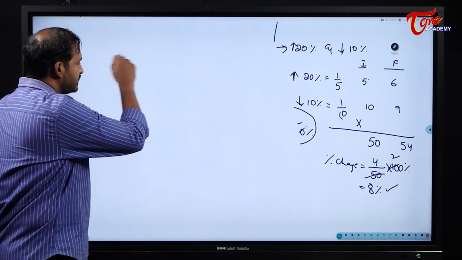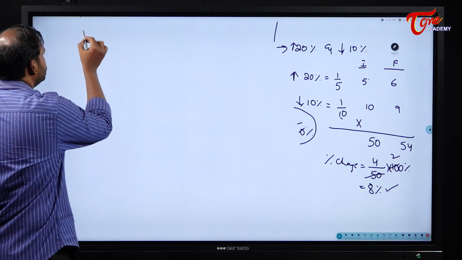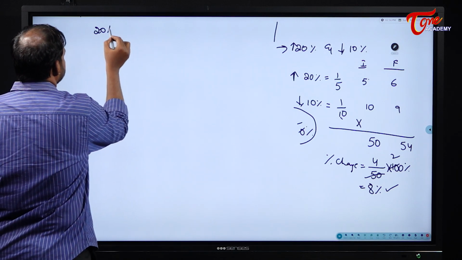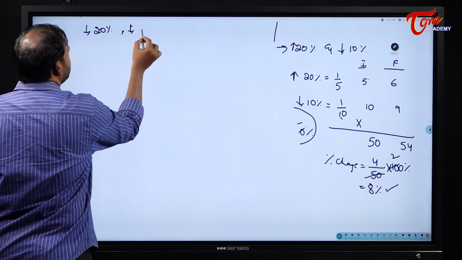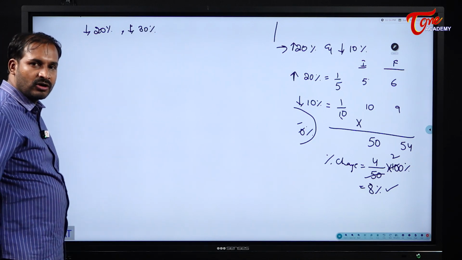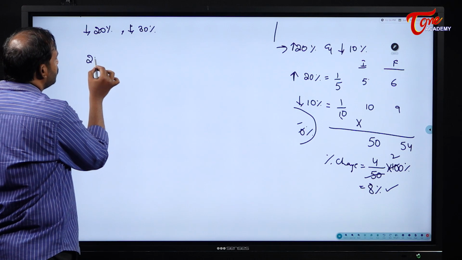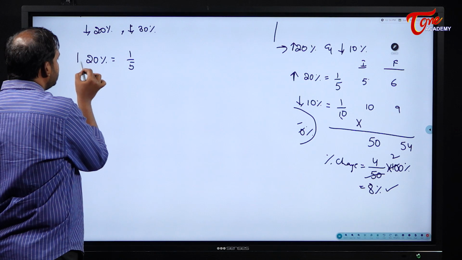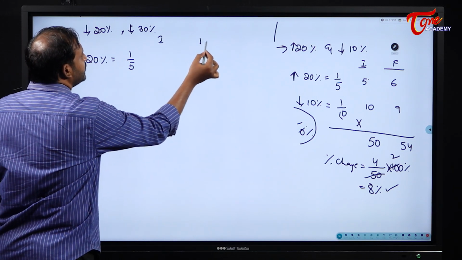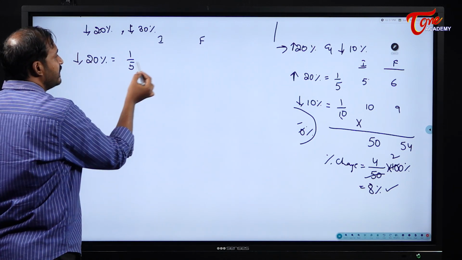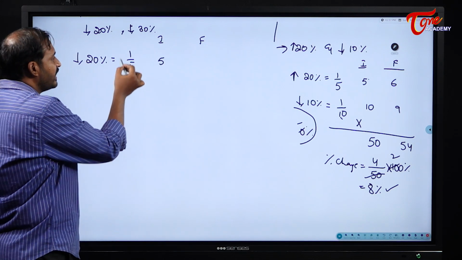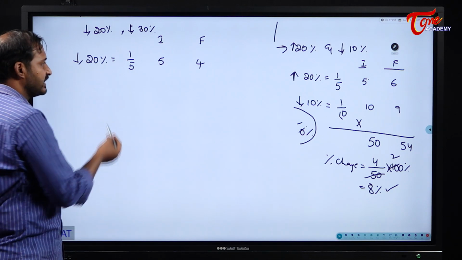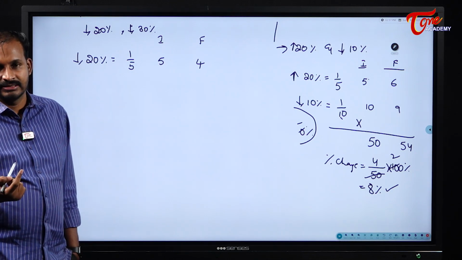Okay. Next, see here students, if the value decreases by 20% and 30%, then come to our shortcut method. How are you going to write 20%? 20 by 100, so that will become 1 by 5. It is a decrease, right? So initial and final. The initial value will become 5, and the final value will become 5 minus 1, 4. Why? Because it is decreasing. If it is increasing, plus.